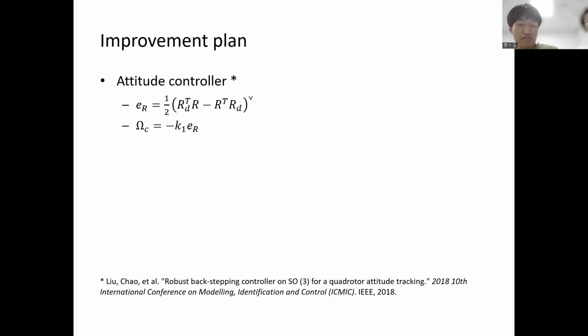For the attitude error in the attitude controller, the error is defined as e_R is 1/2 times (R_d transpose R minus R transpose R_d) with the vee operator. The angular velocity command omega_c is minus K1 times e_R. And we assume the desired angular velocity is small.